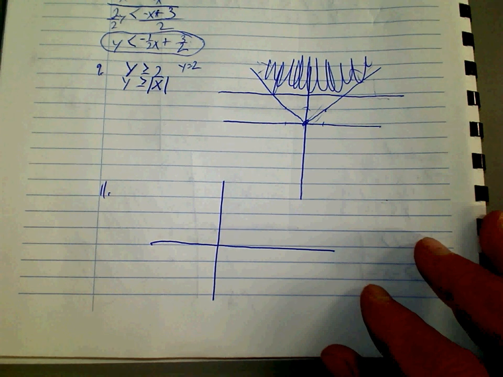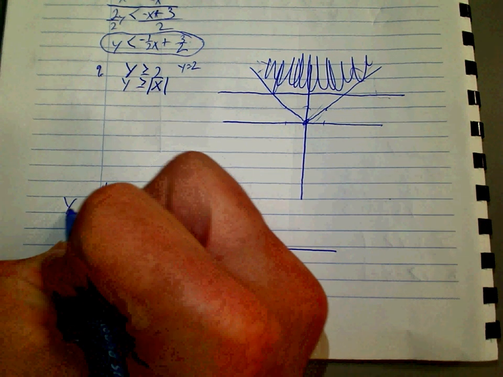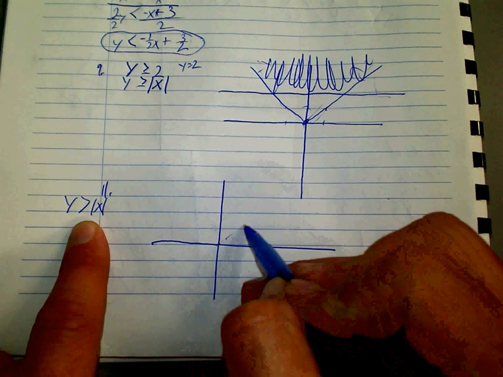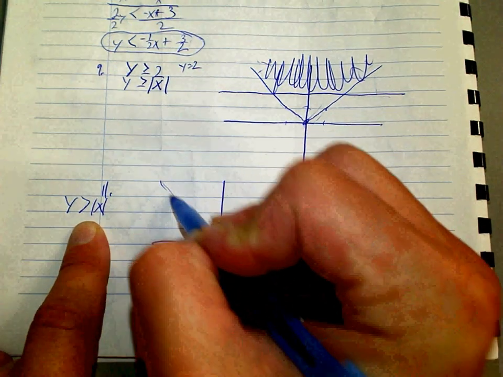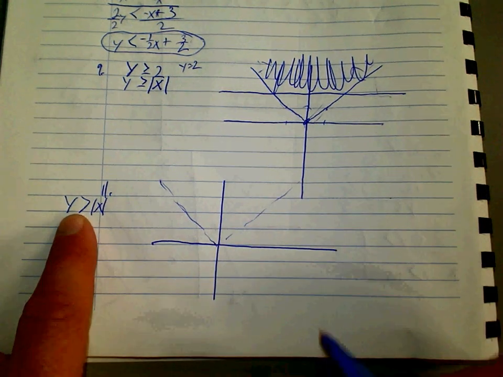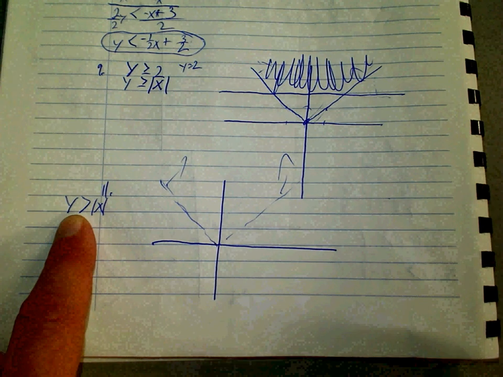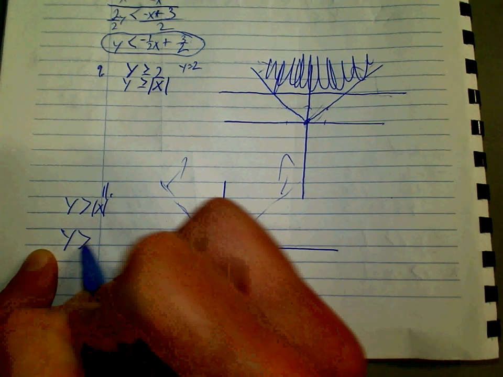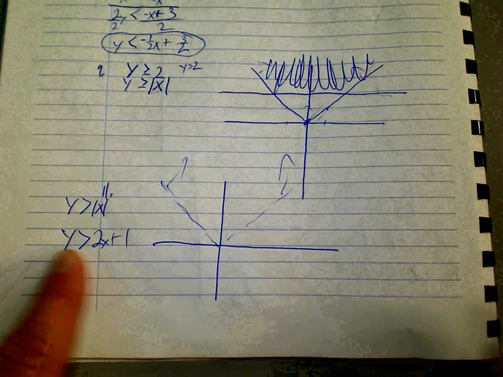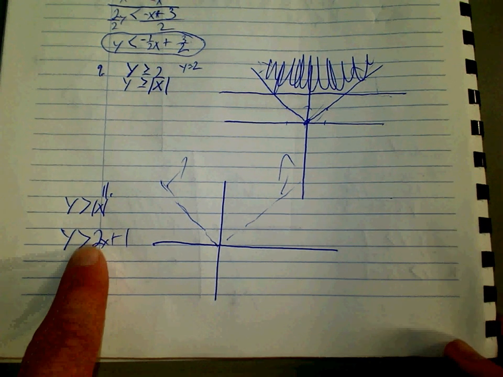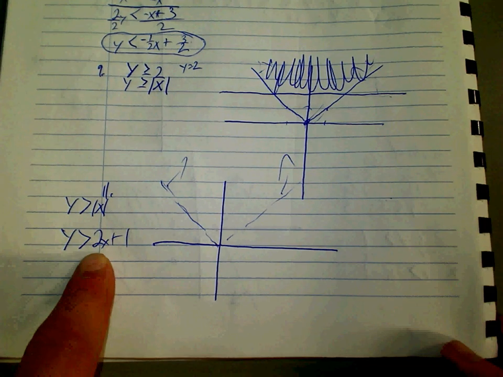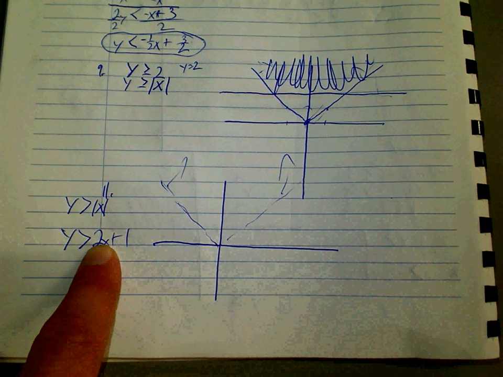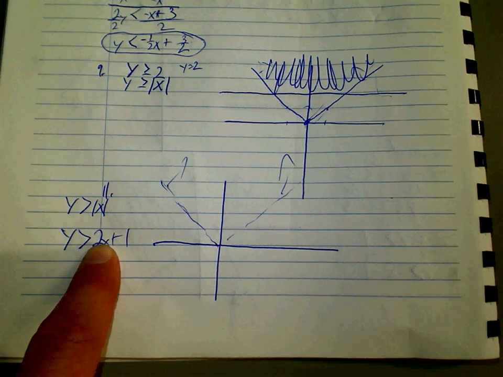Number 11 has this one, y greater than the absolute value of x. Here's the absolute value one again. Greater than, so we'd be shading above. 11 also would have y greater than 2x plus 1. You see that? How do I get y greater than 2x plus 1? What did I do to make it that way? Look at your paper, look at your homework.